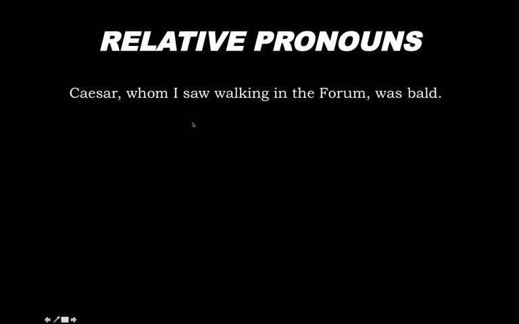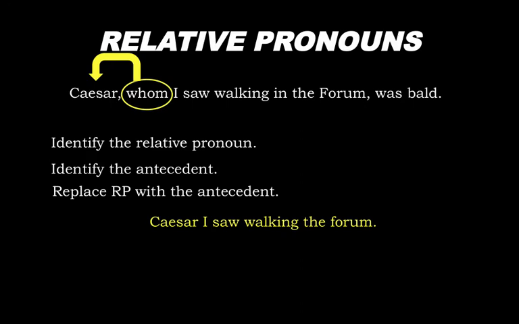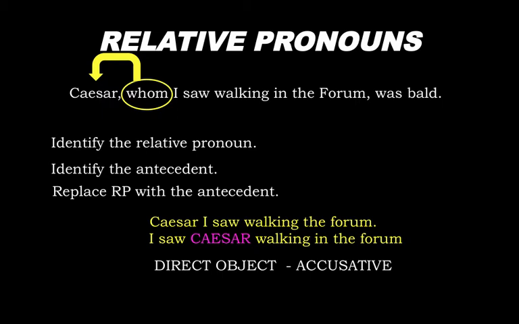Caesar, whom I saw walking in the forum, was bald. The relative pronoun is whom, antecedent is Caesar. Plug Caesar in for whom, and we get Caesar I saw walking in the forum. We need to rearrange that a little bit, and it's now I saw Caesar walking in the forum. Based on what we know about cases, this is working as our direct object, the accusative, because it's translated after our main verb.